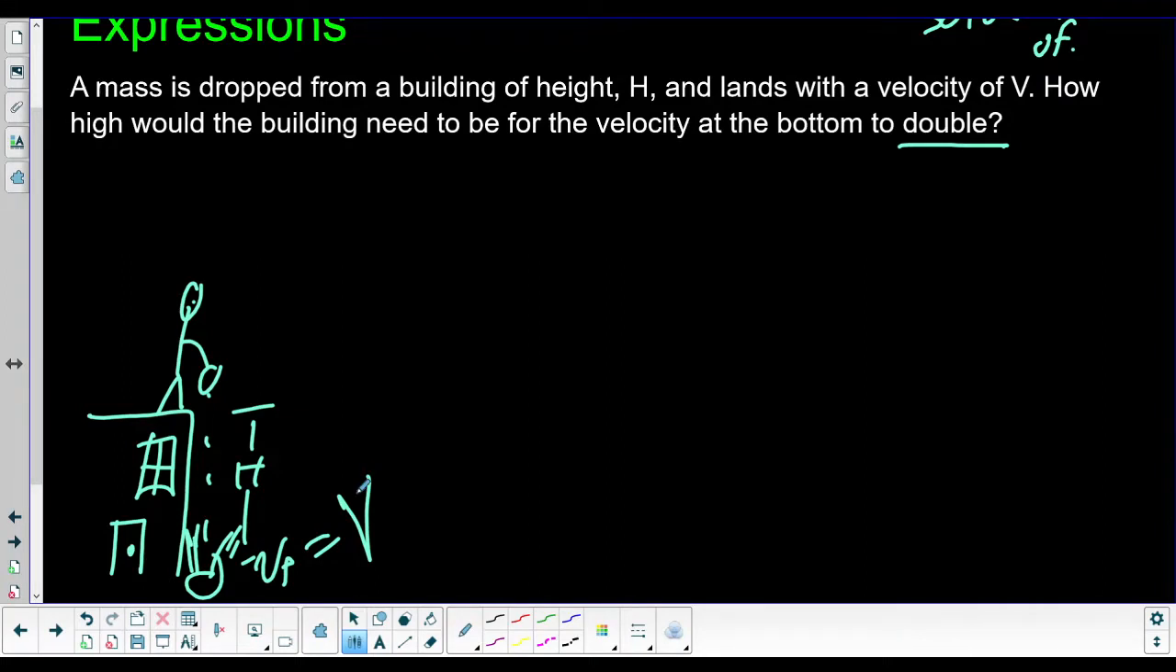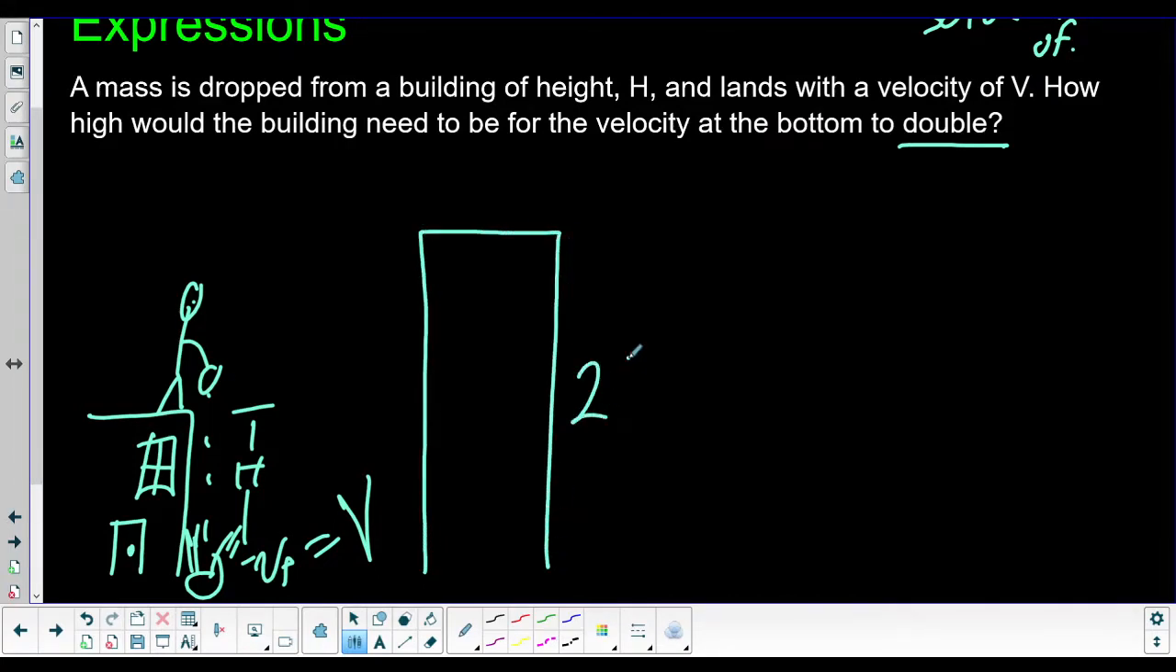I think a lot of students will intuitively say one that's 2h tall. Let's double the height, that'll double the velocity. But you can't just guess that. You kind of have to prove it. So let's talk about how we're going to go about doing that. So let's look at some equations. We are looking for how high. Height is usually a distance, so let's maybe look at our displacement formula. Let's write it down just so we have it handy.